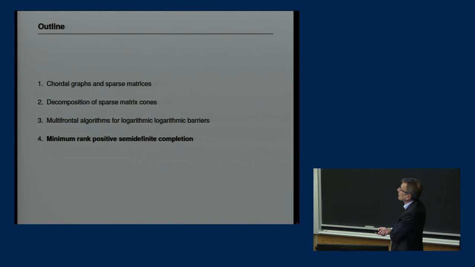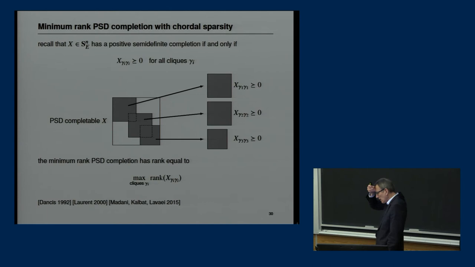And then maybe in the last minutes of the talk, I'd like to say something about another very useful consequence of chordal sparsity. So we mentioned the importance for positive semidefinite completion problems and the maximum determinant positive definite completion. In general, the maximum determinant positive definite completion for a general sparsity pattern is a convex optimization problem, and it's particularly easy for a chordal sparsity pattern.